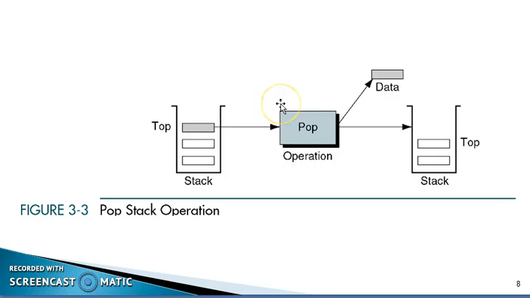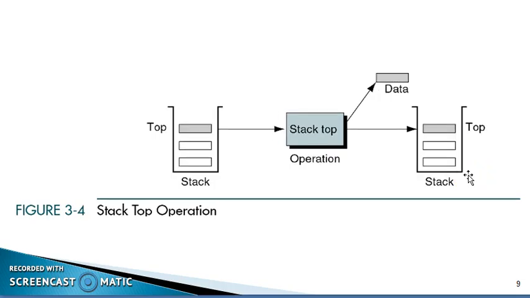Next, pop. The pop operation is nothing but deleting an item. So this is the stack. After deleting the data from the stack, the top is decremented by 1. Top is nothing but what is used to point out the item in the stack. That is the top element in the stack.